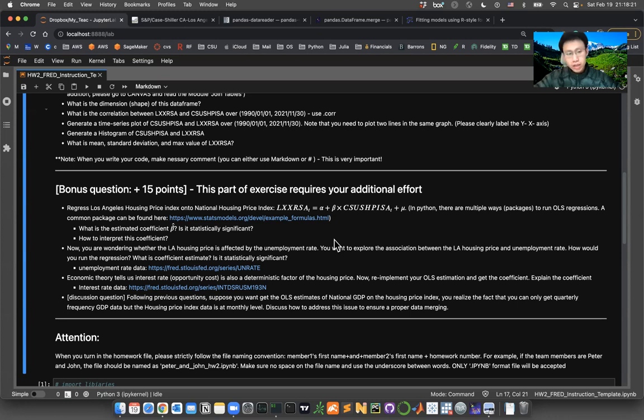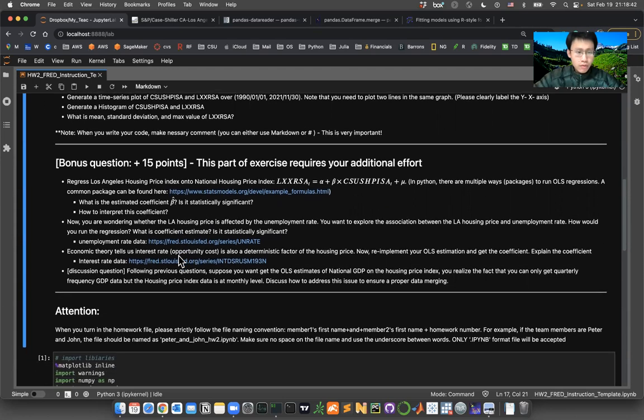Actually, it's very easy. It's a user-written package, and you just need to borrow it and then just run the data. So you want to tell me how to interpret the coefficient over here and whether it's statistically significant.